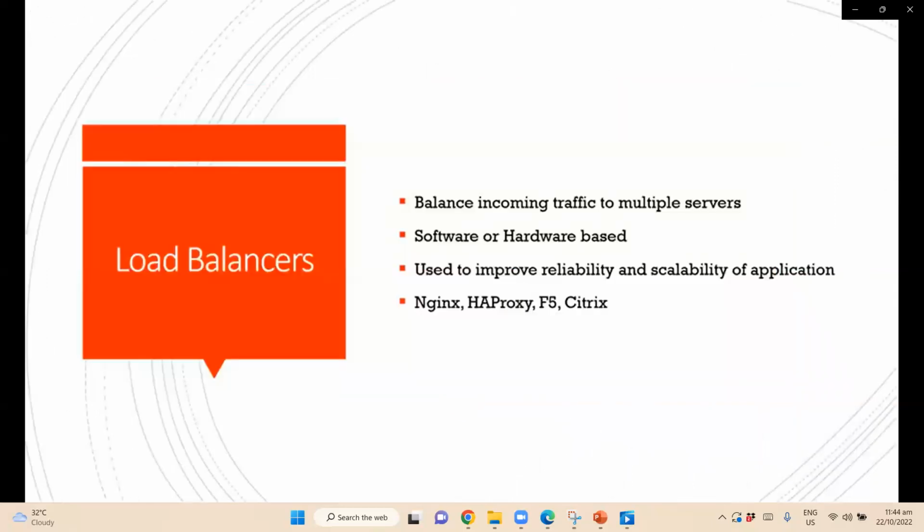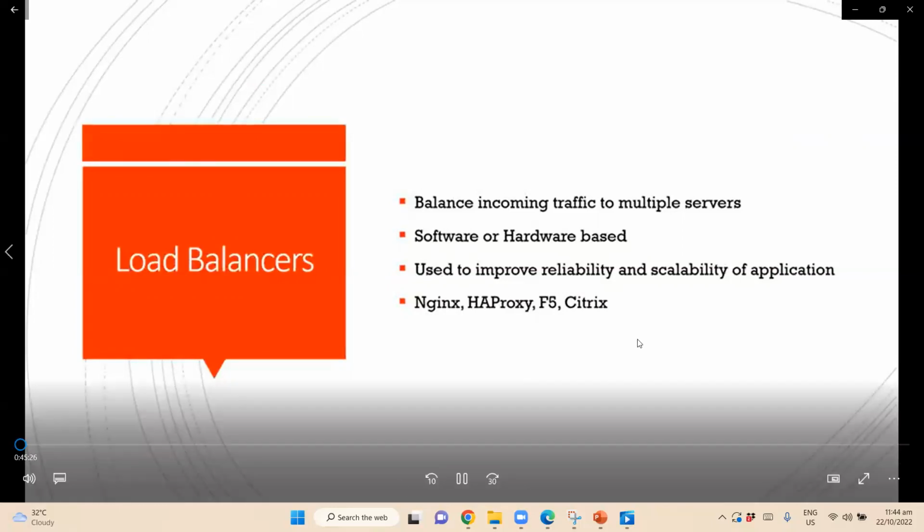So what are load balancers and what do they do? It's kind of in the name. They balance incoming traffic to your application and can then distribute that traffic across multiple servers so that none of them are being overloaded or underutilized. The reason we want to do this is that it improves reliability and scalability of our web application. It can allow us to add or subtract servers for dynamic scaling.